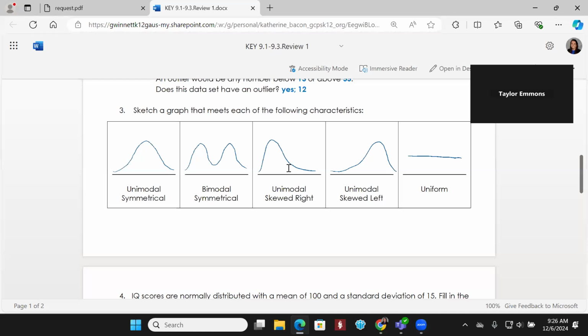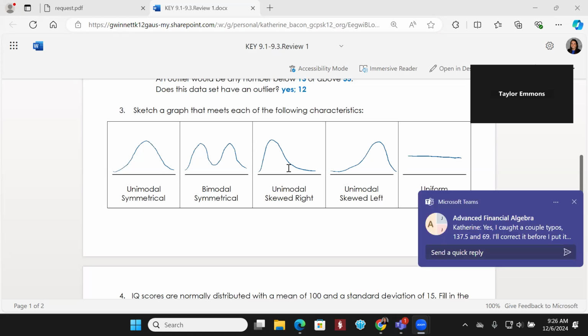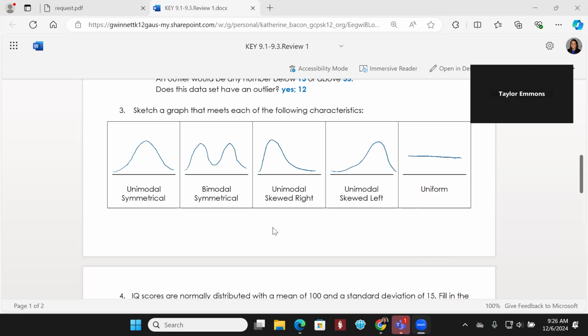Sketch the graph that meets each of the following characteristics. Here you go. Remember, bimodal is 2. Unimodal skewed right is 1 hump with the right tail. Okay. Skewed left has a left tail. Uniform is straight across. Okay. Good.